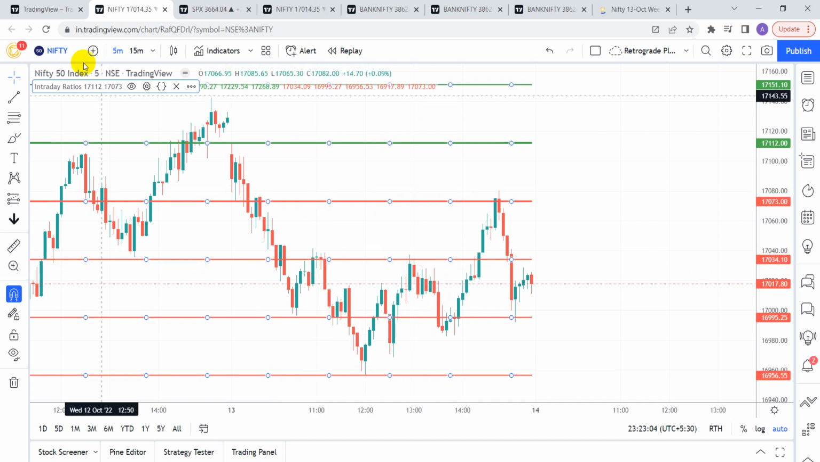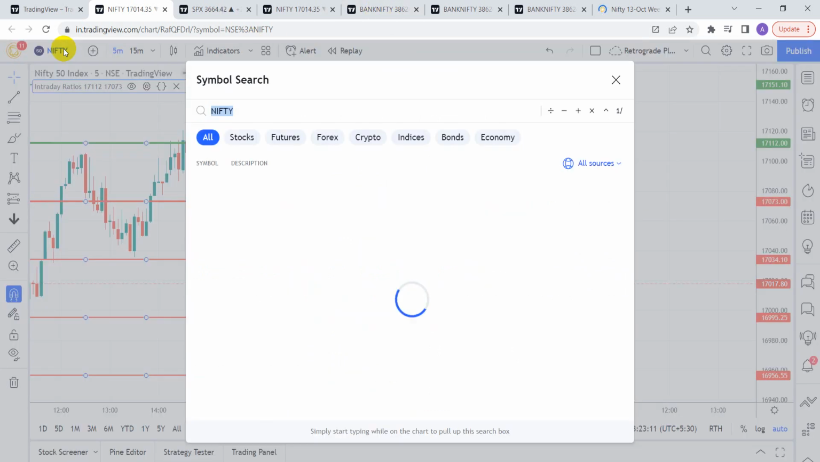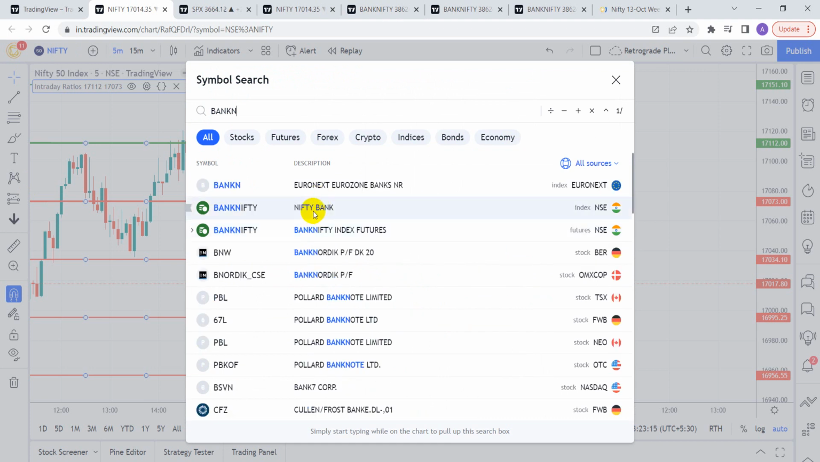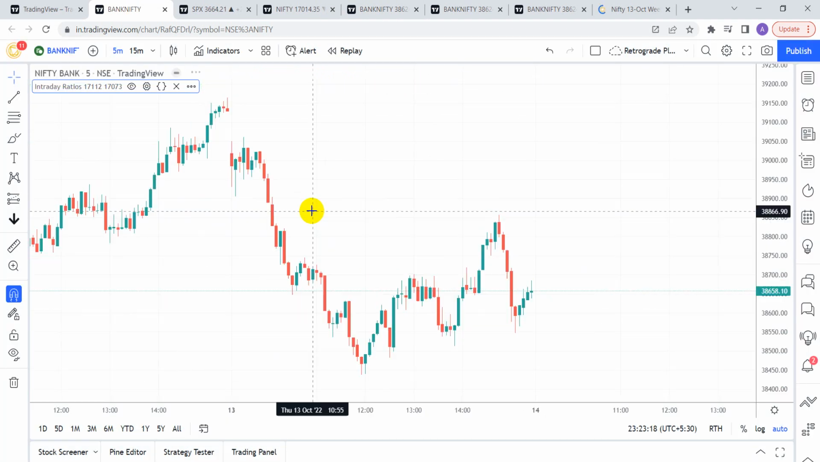So this is a simple way, and this can be applied on any instrument. Let me quickly show you an example of Bank Nifty also. I'll just change it here to Bank Nifty. Any stock, any instrument, because these are just pure mathematical calculations.